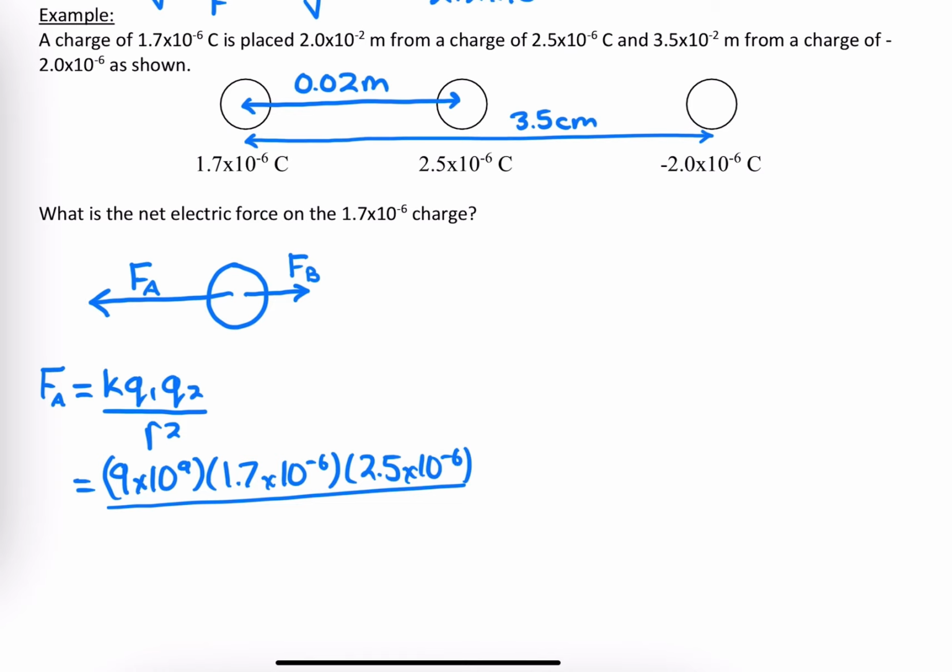R is the distance between them, 0.02, and that has to be squared. So that gives me that FA, this force to the left over here, is 95.625 newtons.